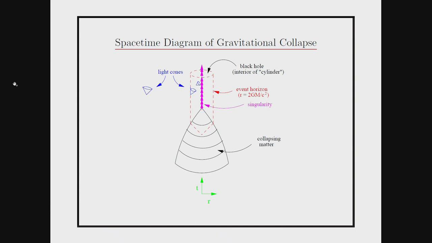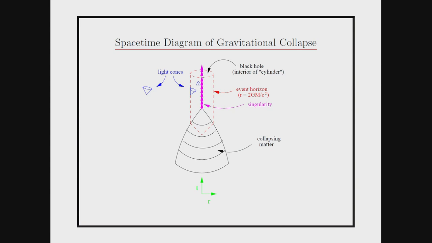So any observer out here is not going to see anything coming from an event inside this dotted cylinder, as I've drawn it here. On the other hand, if you're far enough away from the singularity, then you don't have any problem sending light signals out to an observer. So this event is not inside the black hole. The boundary shown here is the event horizon.